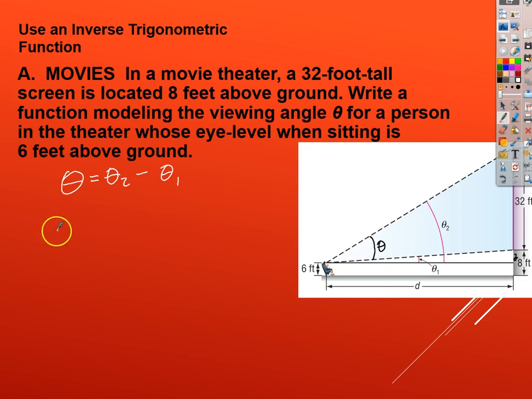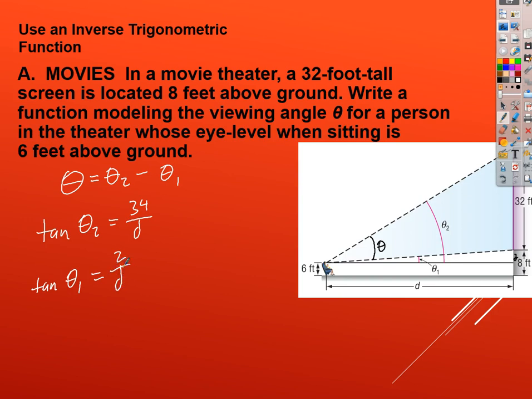So I can write this out. I can write out that tangent of theta 2 is equal to 34 over d, opposite over adjacent. Similarly, I got the skinny right triangle right over here, where I can say that tangent of theta 1 is equal to 2 over d.